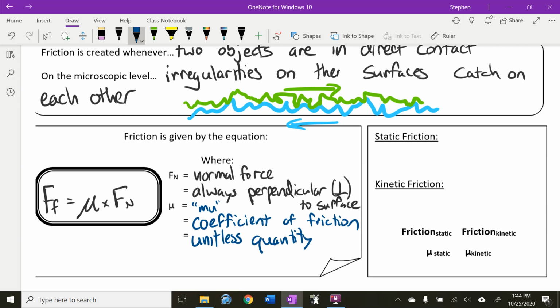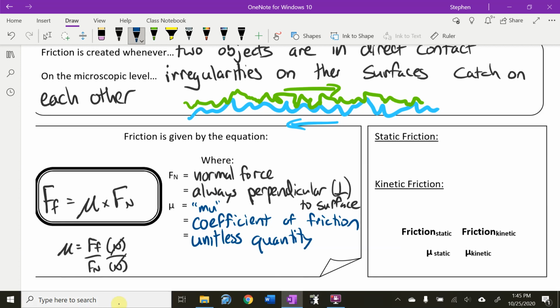We can see why it would be unitless. If we rearrange this formula over here, we're going to have mu equals the force of friction divided by the normal force. This is going to be measured in newtons per newton, and so that would be canceled out. And essentially, this is the one way that we can look at what mu is. It's the ratio of how much friction force we're going to get for every amount of normal force. So the higher the coefficient, that means the more friction force we're going to get per unit of normal force.